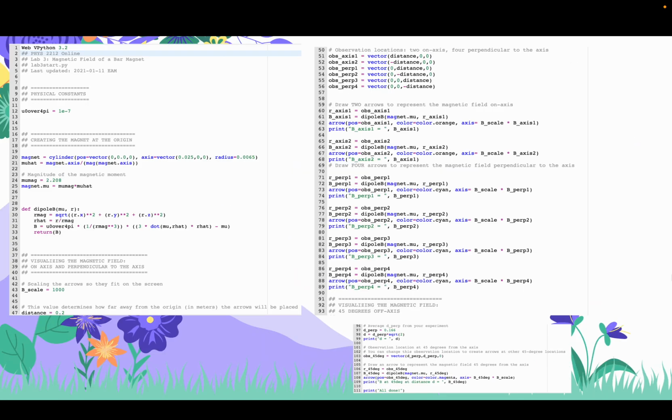Now for the computer model, I'm just going to quickly go over the code. So right here, I had to add in our magnetic moment, which I calculated. Just a scale for the arrows so we could see them, and the distance. Right here are the different vectors for the axis and perpendicular. And then down here are just a few more arrows to show the magnetic fields and the fields perpendicular and parallel, so on and off axis.